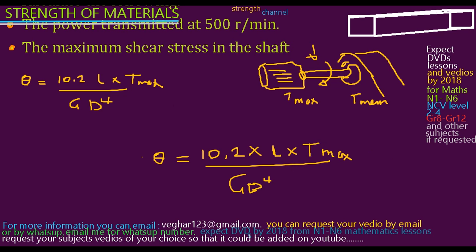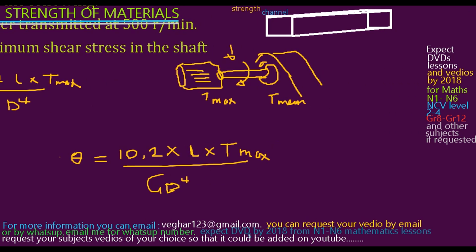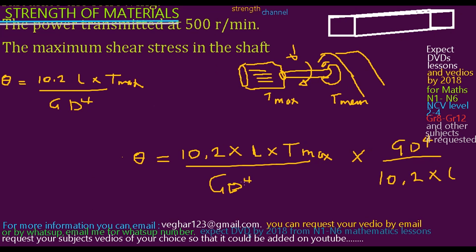T max is the subject of the formula. To remove this one, you have to multiply by the same thing as this, but inverted. So to remove it, you say G over... You remember in maths, what you do on the left you must do on the right, so just invert this one. So I think it's easy this way.